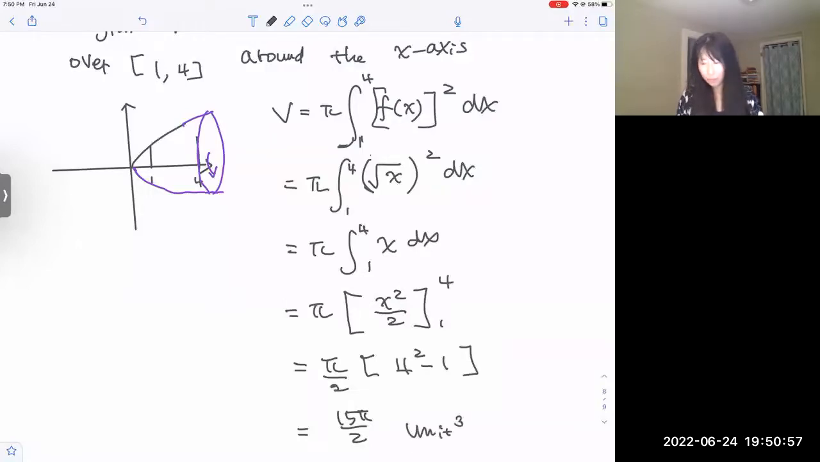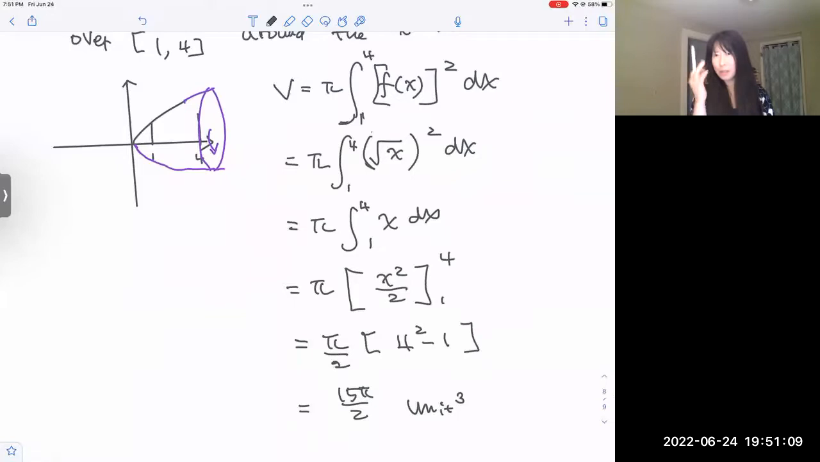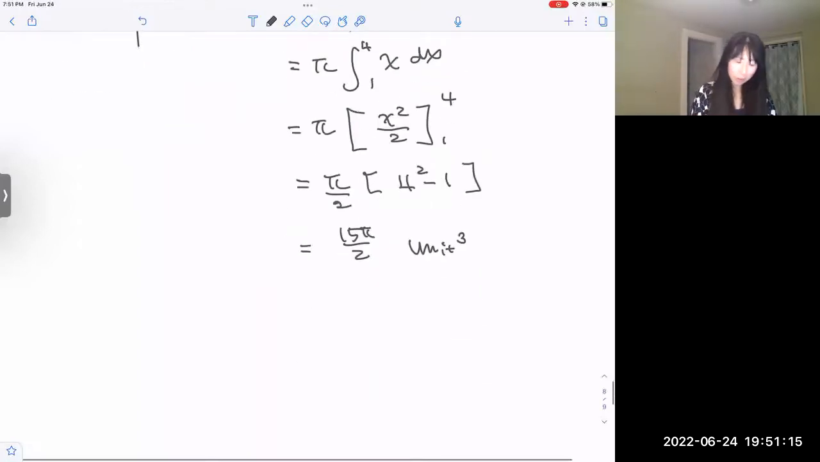Cubed. All right. What about revolving around the y-axis, right? So everything is changed to the variable y. Okay. So let us do this one.